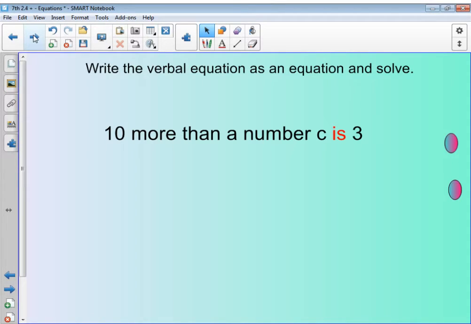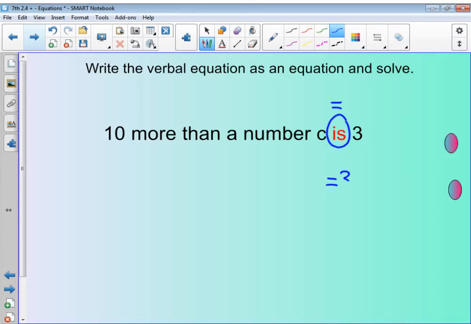The one thing that I want you to realize is that when we see the word is, it's like putting an equal sign. So in math, the word is means equals. So 10 more than a number, C, is 3. So is 3, so equals 3. 10 more than a number. Well, more than means we're going to be adding. And a number, well, the number they're telling us to use is C. So 10 more than C. So 10 plus C equals 3.